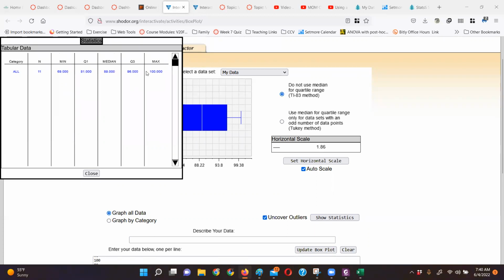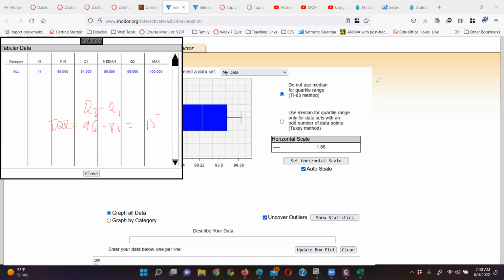We do Q3 minus Q1. That tells me how far apart the two quartiles are, the upper quartile and lower quartile. So the upper quartile is 96, the lower quartile is 81. That gives me an interquartile range, IQR, of, what is that, 15?